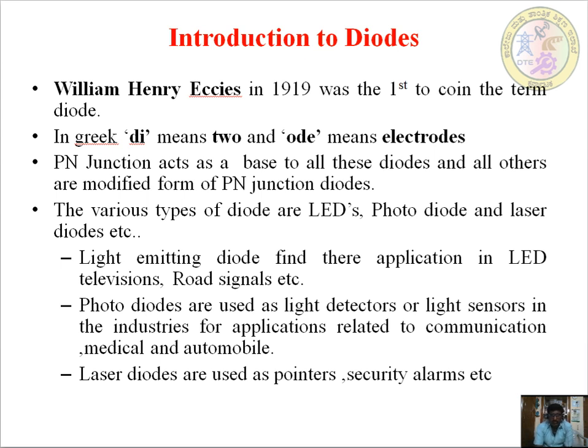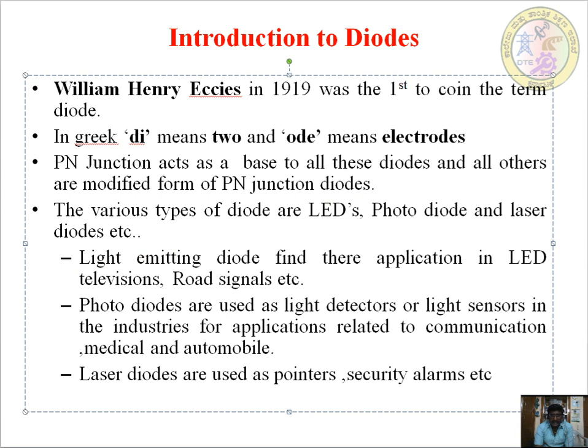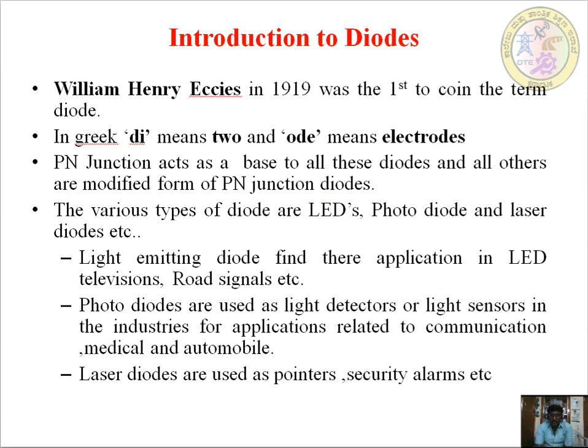That is, the anode as well as the cathode form. Normally the P represents positive and N represents negative. So the PN junction acts as a base to all these diodes, and all others are modified from PN junction diodes. There are various types of diodes, normally known as LEDs, photodiodes, as well as laser diodes. The light emitting diode finds application in LED television, road signals, etc. Photodiodes are used as light detectors or light sensors in industries for applications related to communication, medical, and automobile. Next, laser diodes are used as pointers, security alarms, etc.